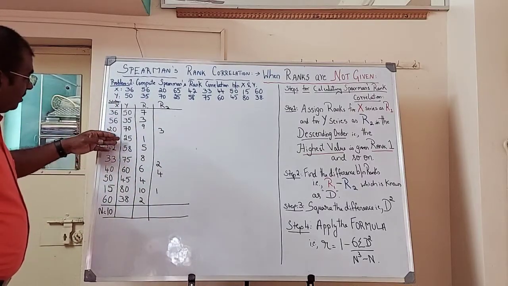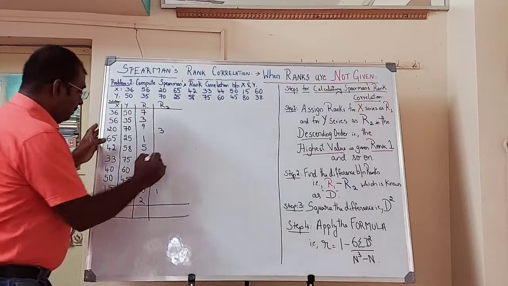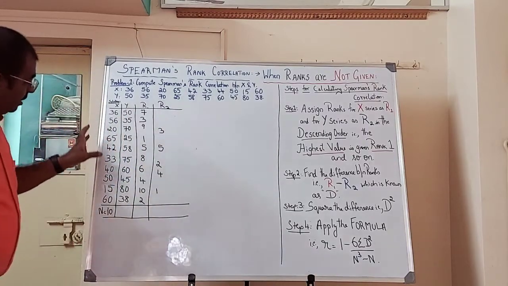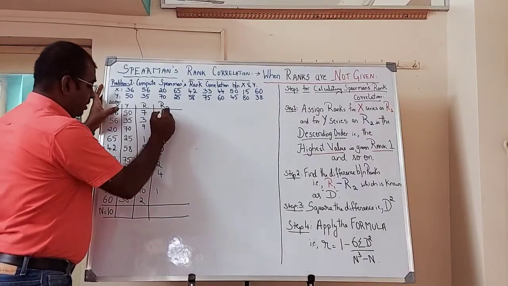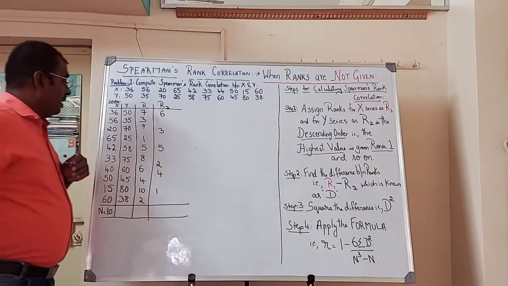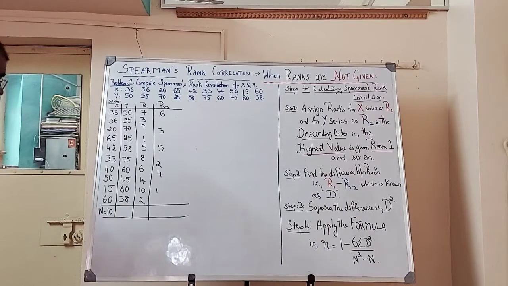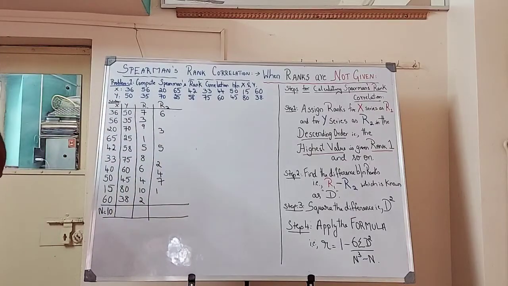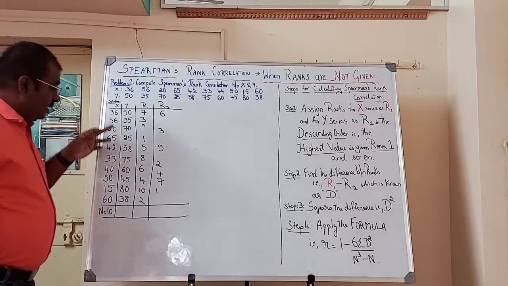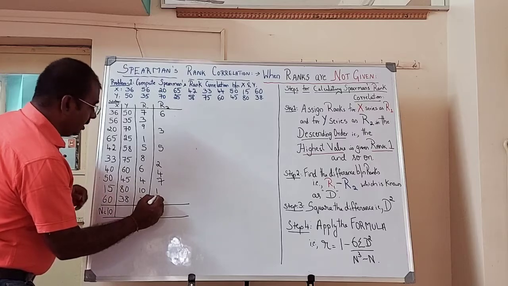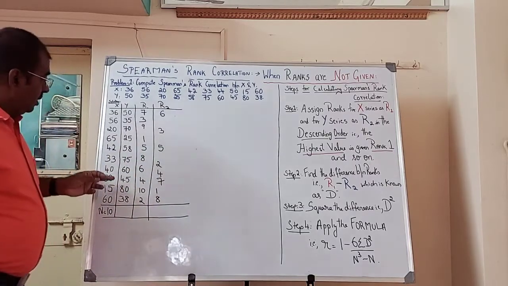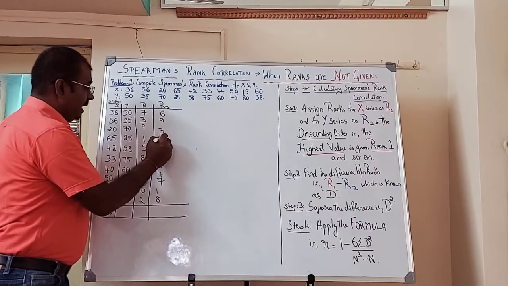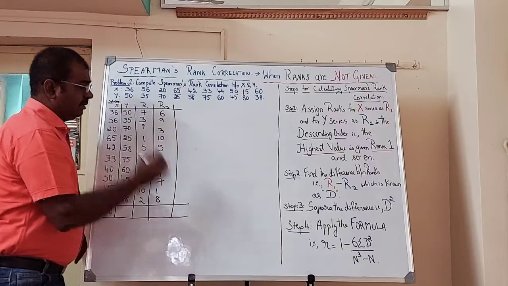Next, fifth highest number is 58, which gets rank number 5, followed by 50, which gets rank number 6, and then 45, which is rank number 7, and 38, rank number 8, and we've got 35, which is rank number 9, and 25, rank number 10.